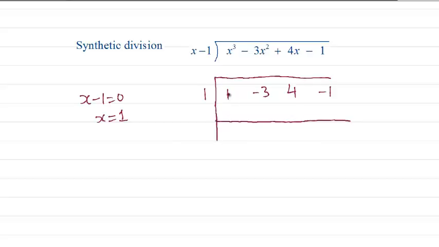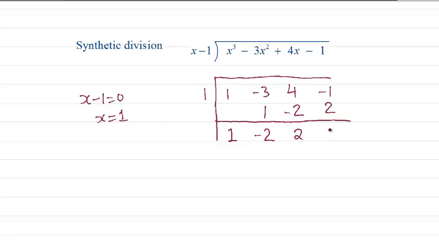First, 1 add nothing is just 1. Next step, 1 times 1 is 1, we write it here. Then we add minus 3 plus 1, which is minus 2. 1 times minus 2 goes here. Add 4 and minus 2, that's 2. 2 times 1 is 2.